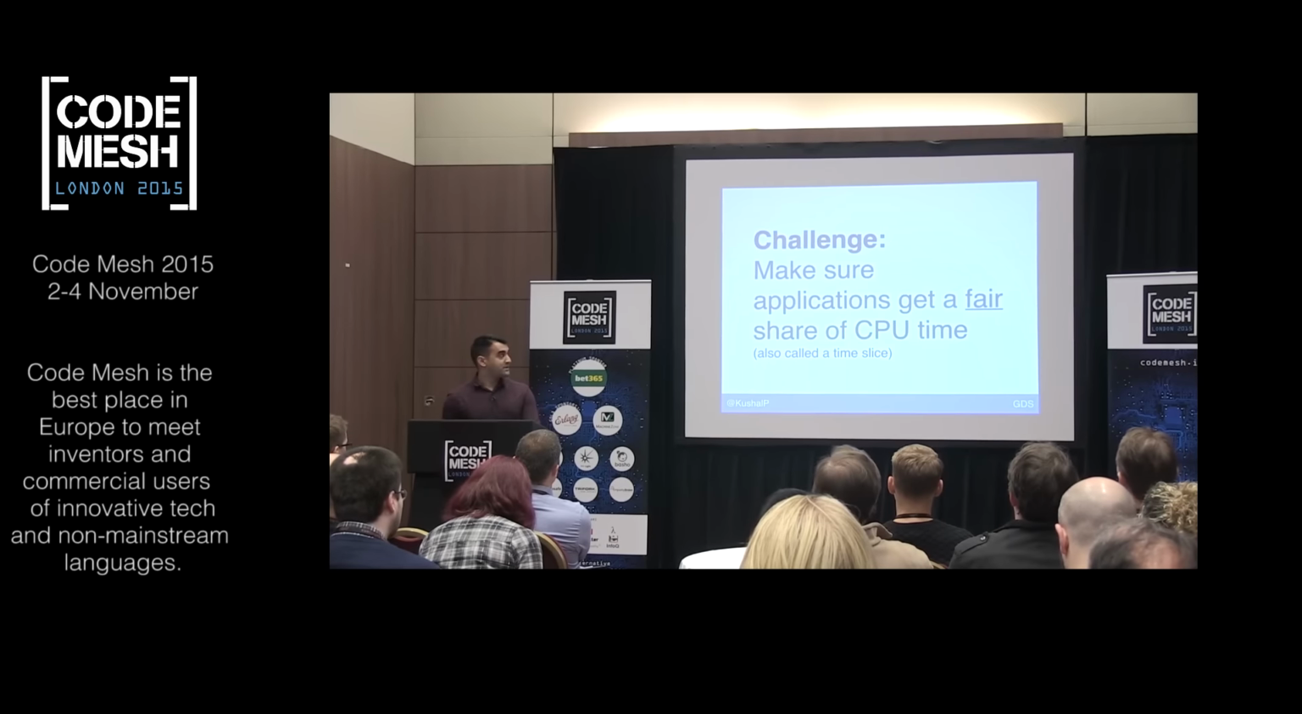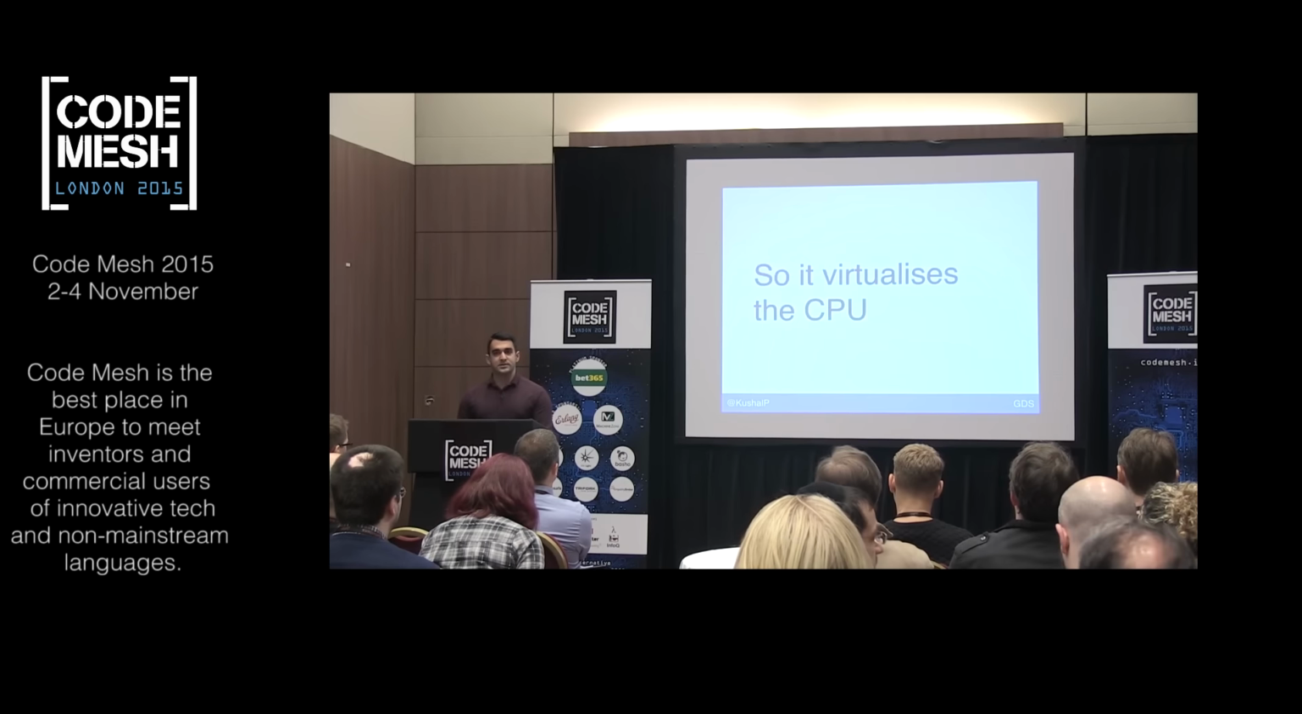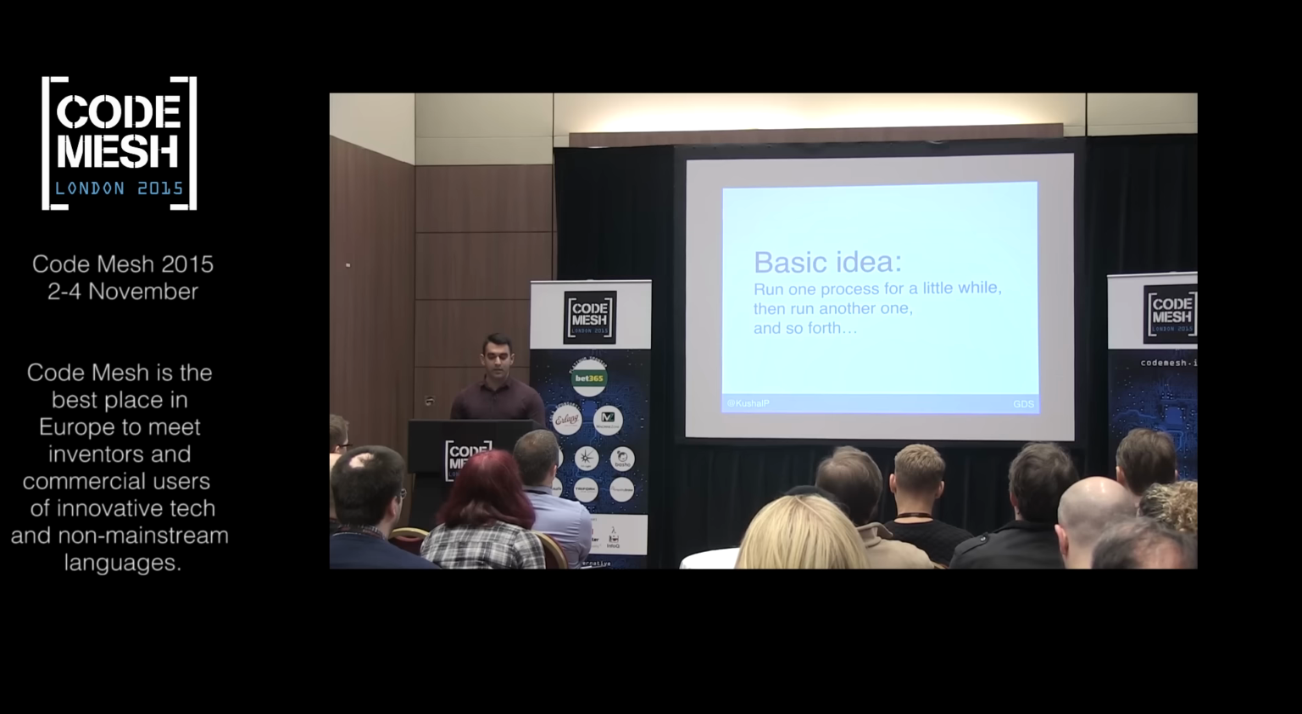So there's that word fair again. So the kernel needs to share the physical CPU or CPUs among many applications running, as far as the user is concerned, at the same time. Now, the way that the kernel does this is it virtualizes CPU for you, because you, as the user, can't really be trusted. The basic idea is to run one process for a little while, then run another one, and then another one, and so forth. And by time sharing the CPU in this way, virtualization is achieved.